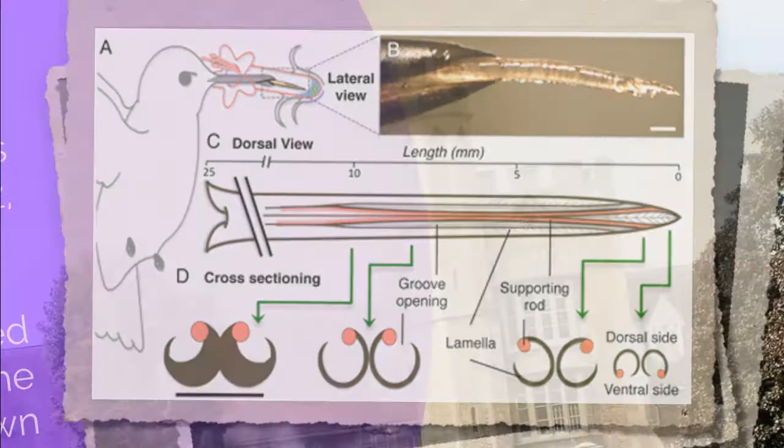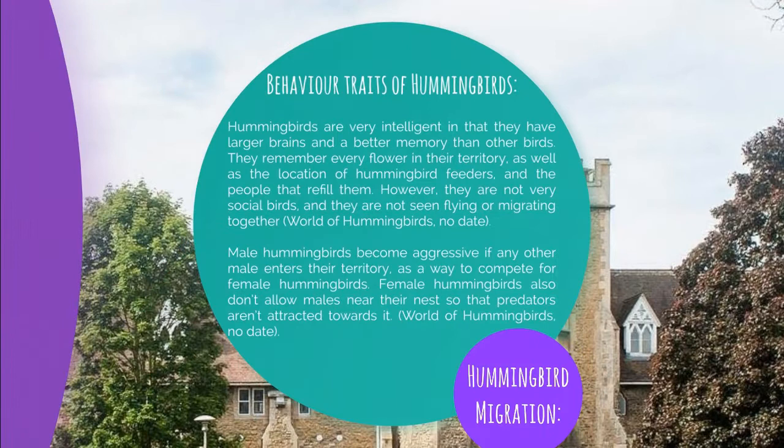Behavior traits of hummingbirds. Hummingbirds are very intelligent in that they have larger brains and a better memory than other birds. They remember every flower in their territory, as well as the location of hummingbird feeders and the people that refill them. However, they are not very social birds, and they are not seen flying or migrating together. Male hummingbirds become aggressive if any other male enters their territory, as a way to compete for female hummingbirds. Female hummingbirds also don't allow males near their nest, so that predators aren't attracted towards it.